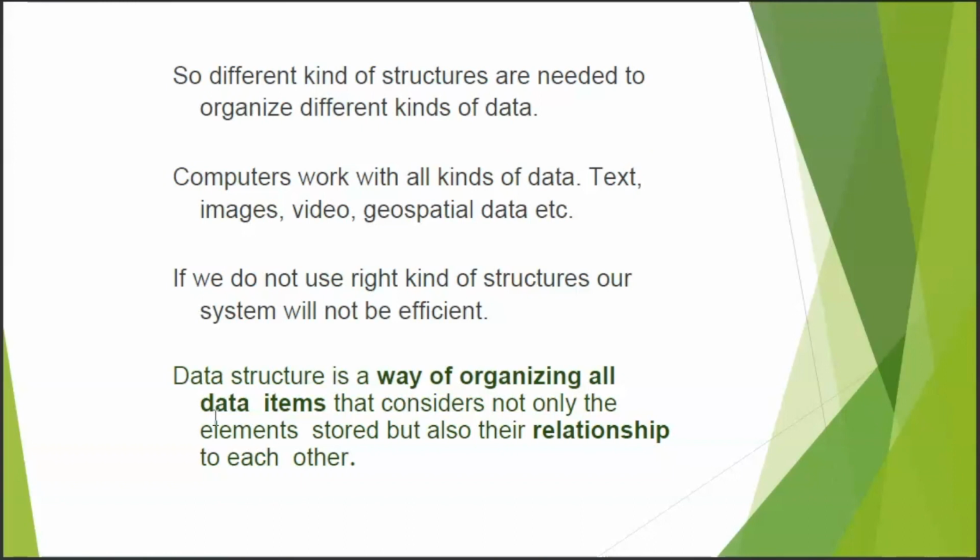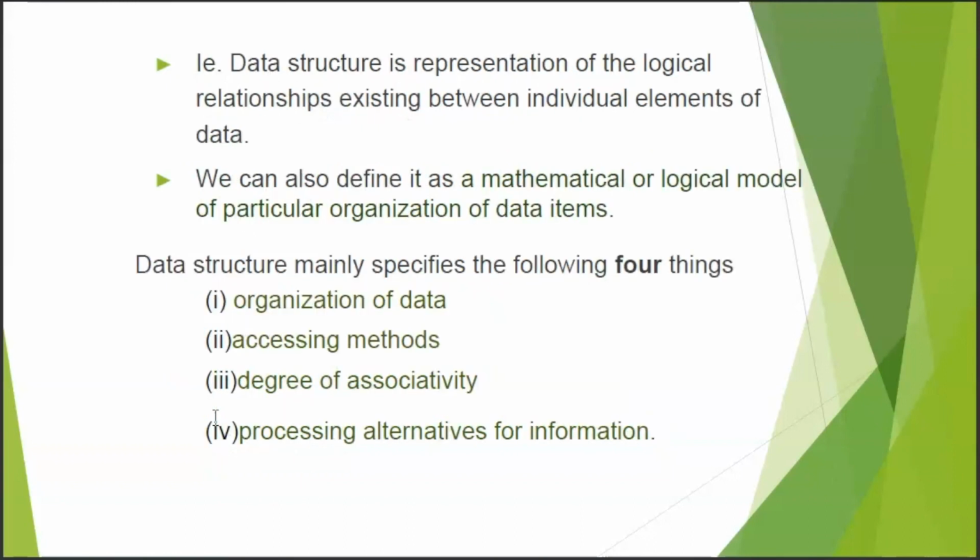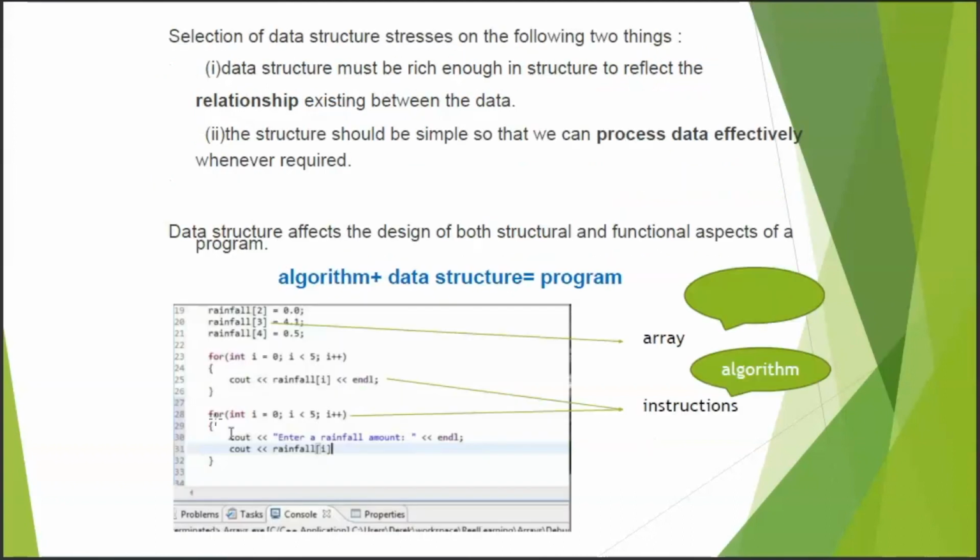Data structure is the way of organizing all data elements. It is a representation of the logical relationship existing between individual elements of the data. We can also define it as the mathematical or logical model of a particular organization of the data items. And a data structure mainly specifies four things. What are the four things? First, organization of data. Second, accessing methods. Third, degree of associativity. And fourth, processing alternatives for information.